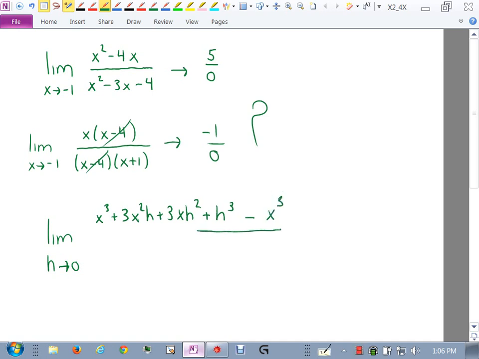Is that what you missed? And then you had the h down here. So that x cubed cancels, and then everything has an h in it. Just forgot that x cubed out there? Okay, good. Quick fix. Anything else?